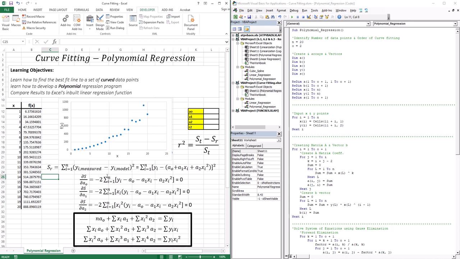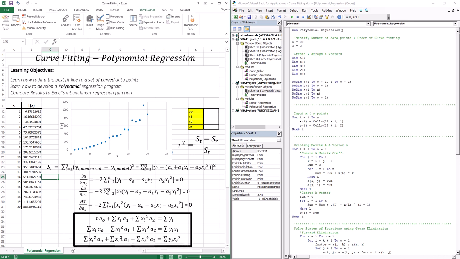Okay, now by distributing the sum inside of here and rearranging, this is the equation for the first one, this is going to be the equation for the second one, and this is going to be the equation for the third one. So by doing this, we came up with three equations and we're seeking three unknowns, a0, a1, and a2. So basically, we ended up with a 3x3 matrix.